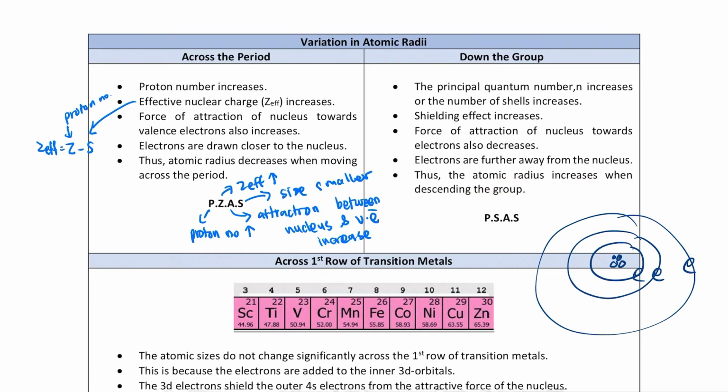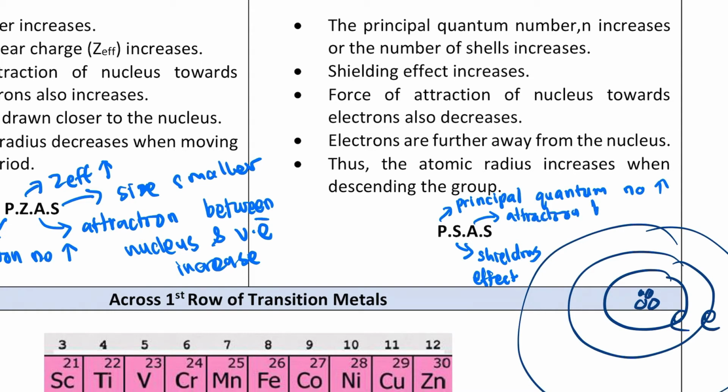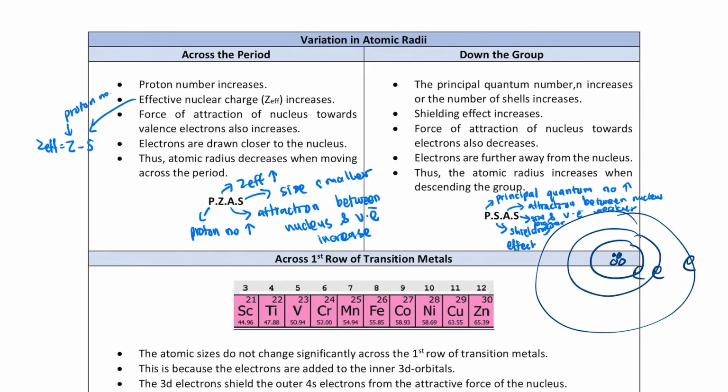besar. Okay, right, so P SAS, ini cara nak ingat dia. So what is P? P here adalah principal quantum number, bukan proton number. Principal quantum number increases. So bila principal quantum number increases, that means more shell. More shell mean shielding effect dia akan meningkat sebab banyak tolak menolak berlaku. And bila shielding effect meningkat, attraction between nucleus and valence electron getting weaker lah. Bila weak, so size dia akan jadi bigger. Right, so itu cara nak ingat explanation going down the group.